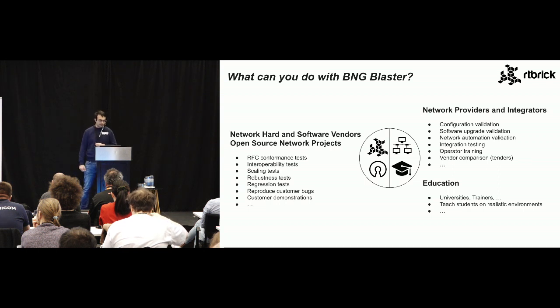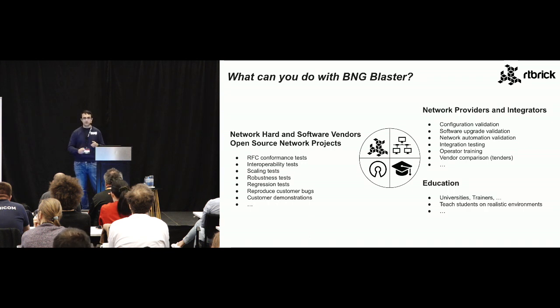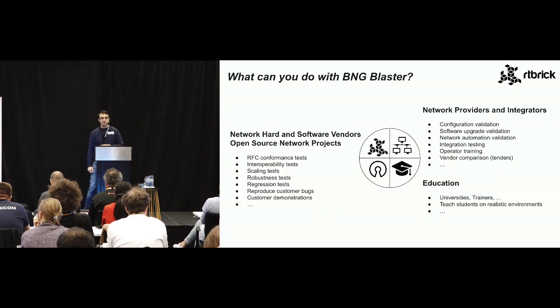Regression tests, robustness tests. Nice thing is, since it's for free, customers can test with the BNG Blaster, then they can open a bug report with the vendors if they find an issue, and then the vendor can use the same tool to reproduce the bug. They just need to share the config.json file, and this helps a lot if you find a bug in your network with your network vendor, and you can share the config, and they can reproduce it exactly as you have tested.